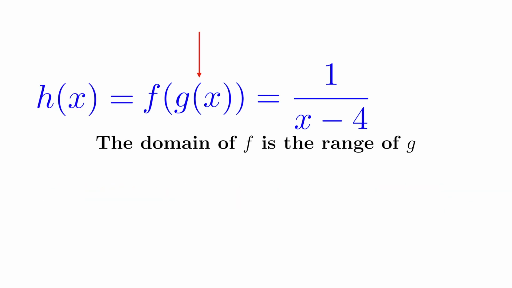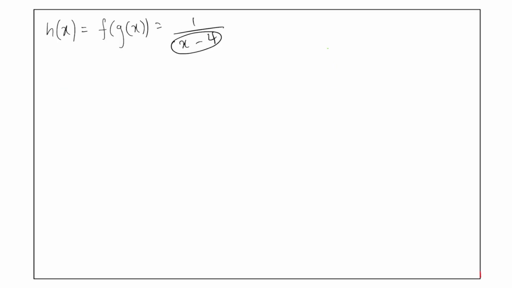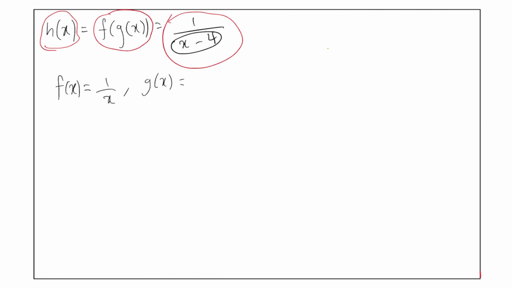Now let's call this composite function some function h of x that's defined by this composite function. Okay, so we have our composite function over here, h of x, defined by f of g of x, which is equal to this. Let's write out quickly what each individual function represents. f of x is equal to 1 over x, g of x is equal to x minus 4.